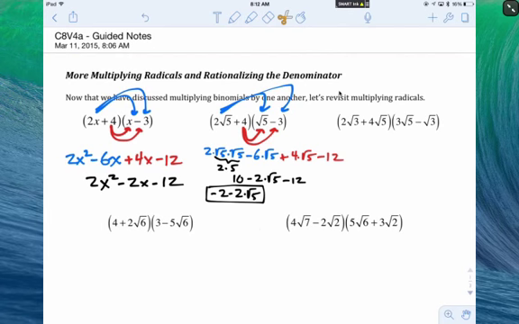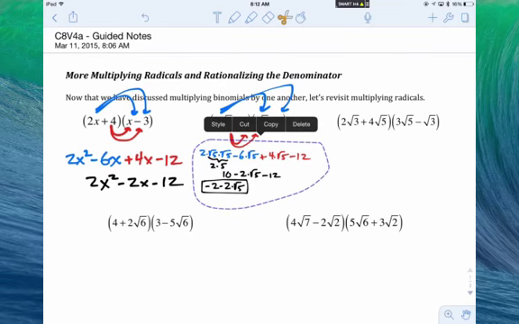So here, oh boy, this is going to be tough. I might have to make this a little bit smaller. Okay, awesome. Here we go.